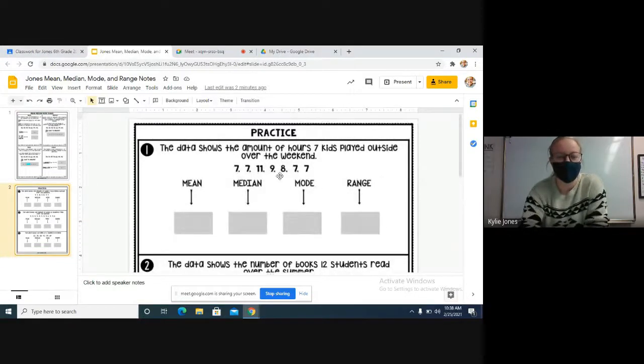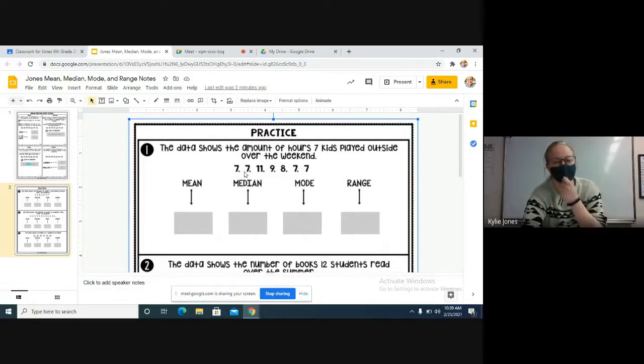Let's just do number 1 together, and then we'll be done for today. If you would like to, you can do number 2 and 3 on your own, but I only will need answers for number 1 when I'm checking this over. So it says the data shows the amount of hours that 7 kids played outside over the weekend. So we had kid number 1 played for 7 hours, kid number 2 played for 7 hours outside. Kid number 3 played for 11 hours outside. Kid number 4 played for 9 hours outside.